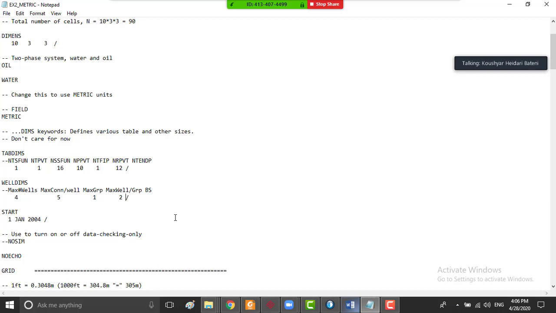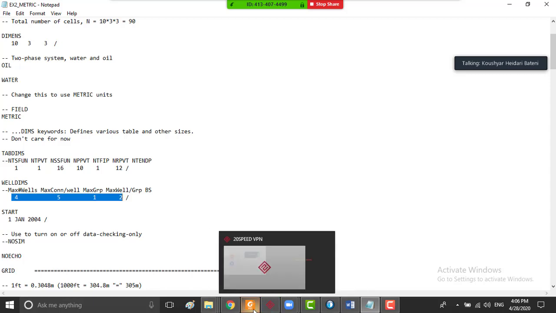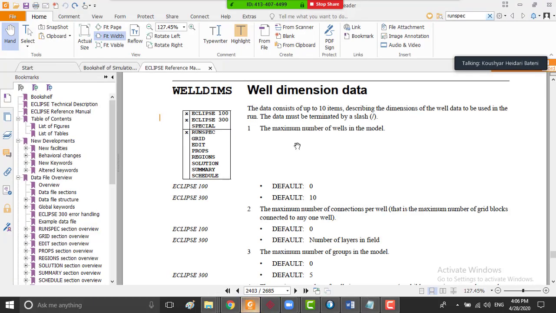Now, after each keyword that can accept input data, you're going to see a couple of numbers. Here the numbers are 4, 5, 1, 2. But what is the meaning of these numbers? If you want to know the meaning of the numbers, you have to go to the reference manual. When you do that, this is what it says.